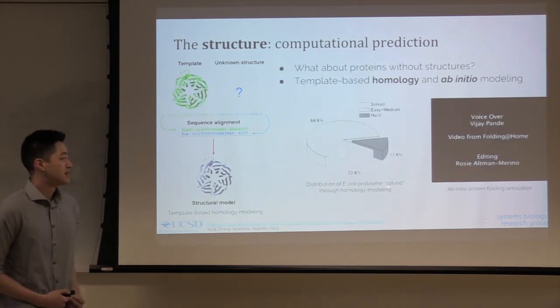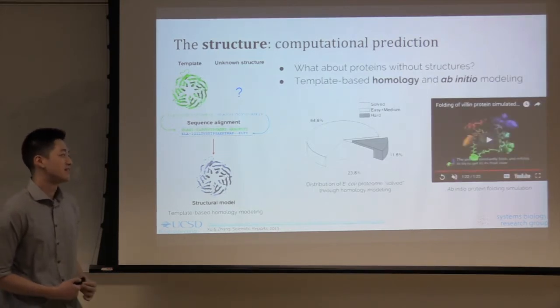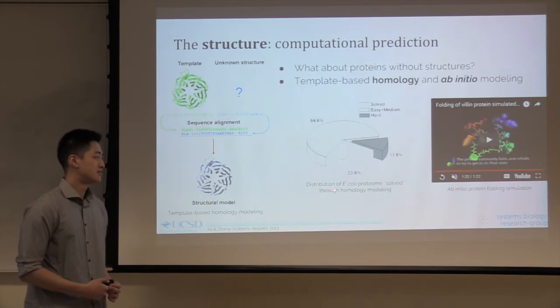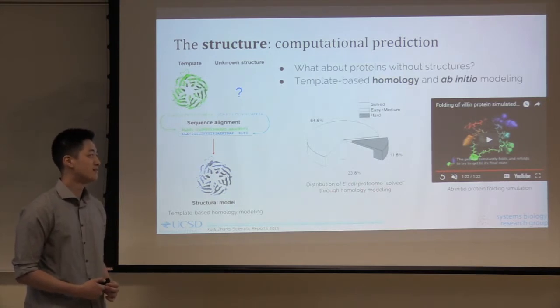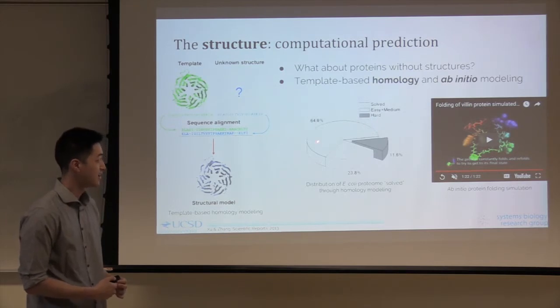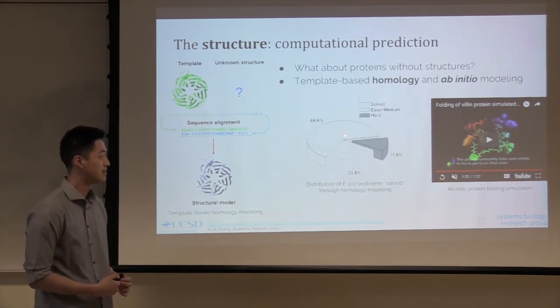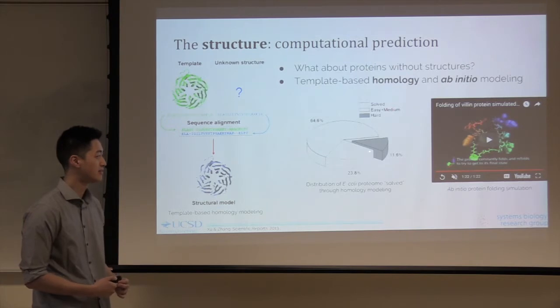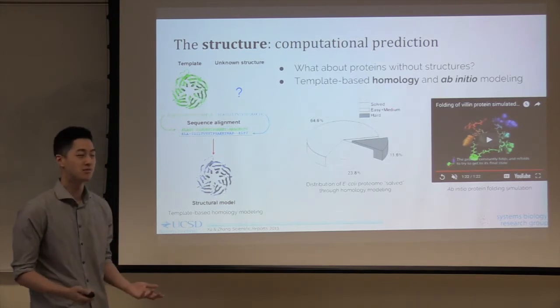And so here's just a pie chart from, I think, 2013. So this is a lot better now. This is the distribution of the E. coli proteome solved. This is the solved portion. This is the portion able to be modeled easily or of medium difficulty. And this is the hard-to-model portion.